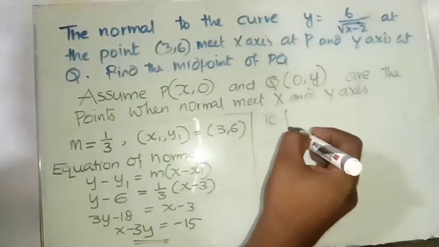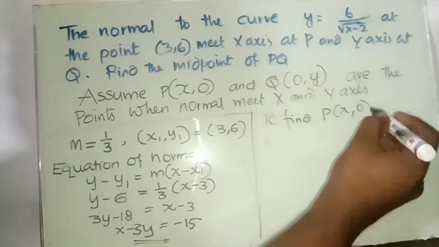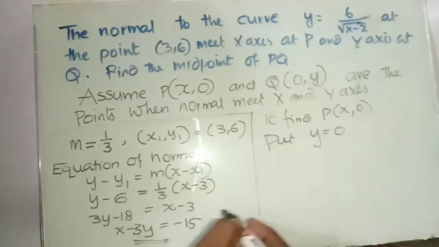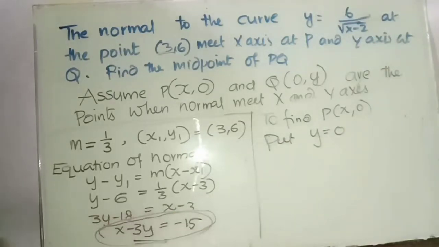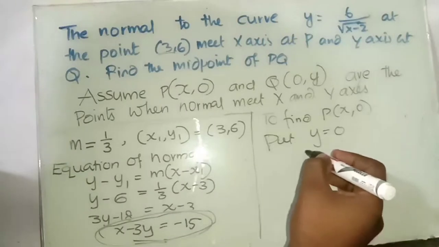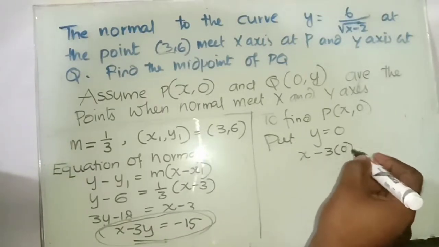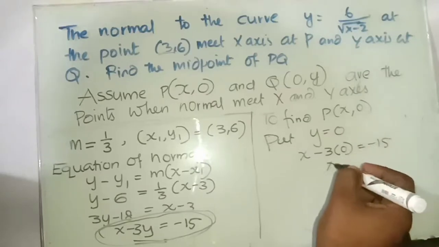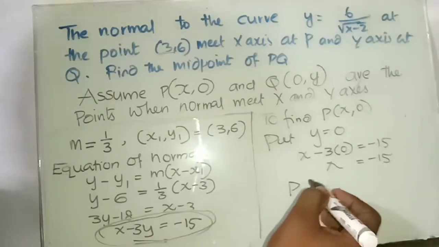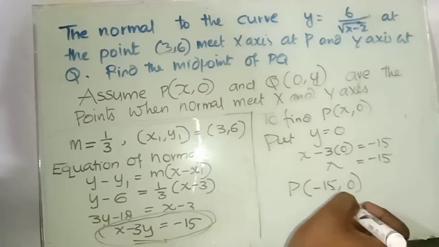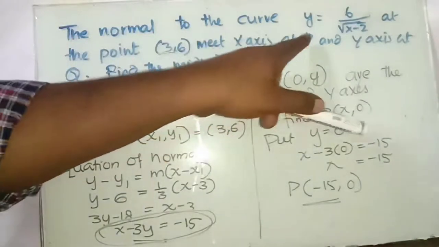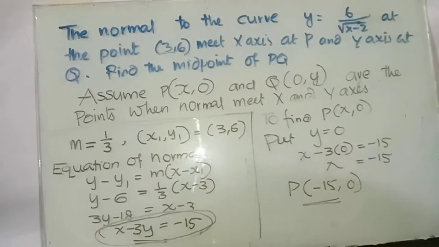So to find P, x, 0, substitute y equal to 0 in this equation. We get x minus 3 times 0 is equal to minus 15, or x is equal to minus 15. So we get the point P is minus 15, 0. That means the normal meets the x-axis at P, minus 15, 0. We get the result there.